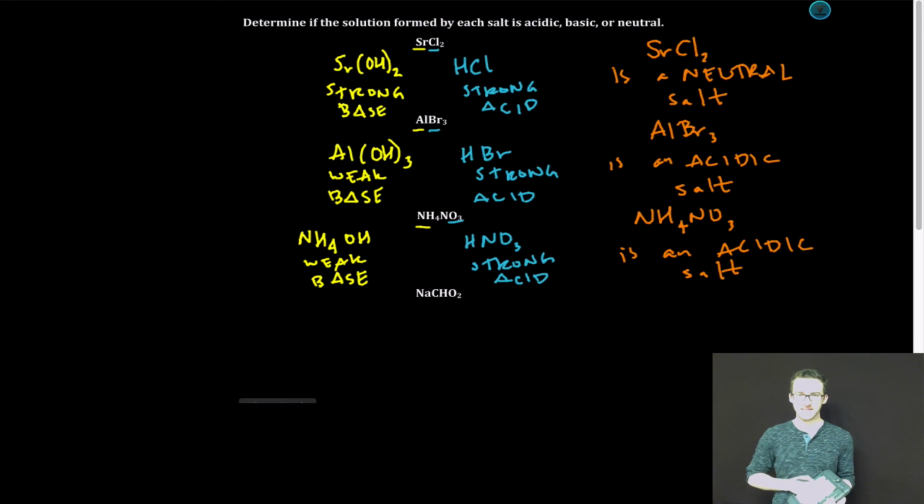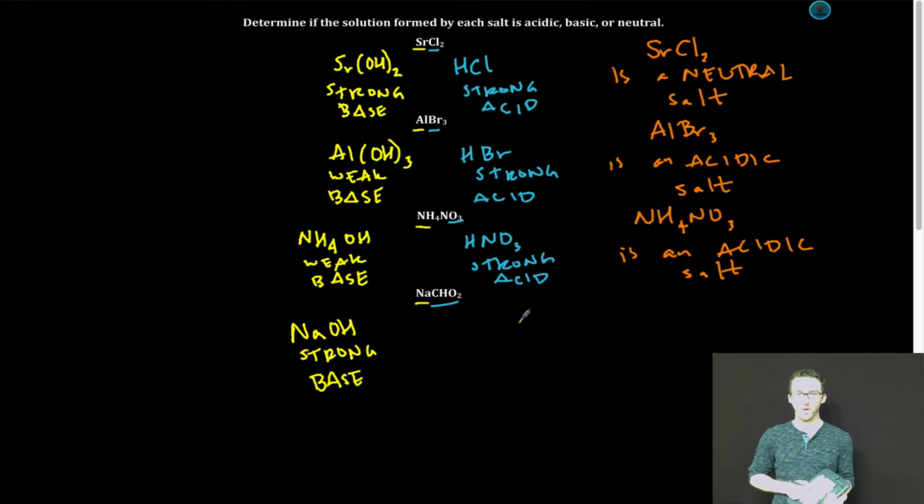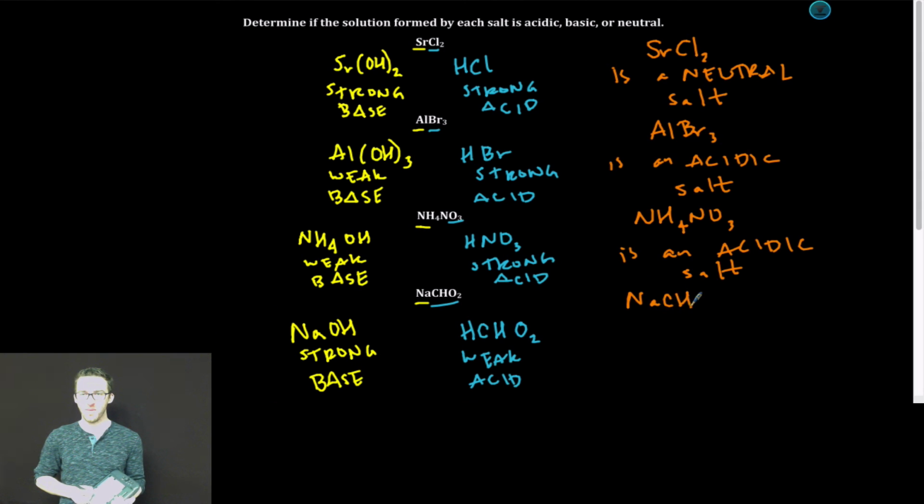All right, lastly, we've got some sodium formate. Sodium ion, coming from our base, sodium hydroxide. That is a strong base. Formate, coming from formic acid, is a weak acid. So now I have strong base, weak acid, strong always wins. Sodium formate is a basic salt.